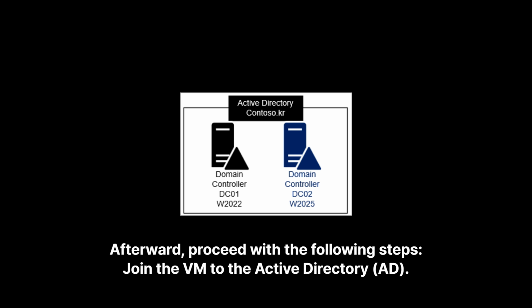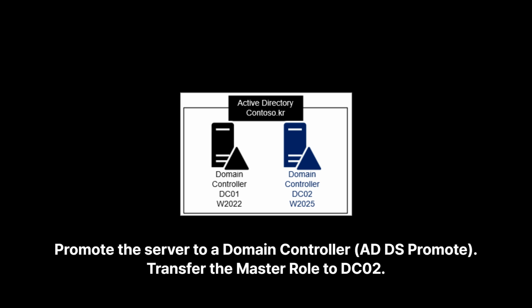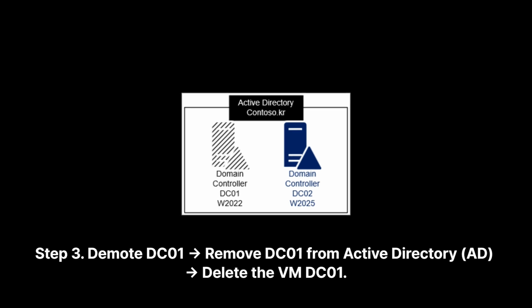Afterward, proceed with the following steps: join the VM to the Active Directory. Promote the server to a domain controller. Transfer the master role to DC2. Step 3. Demote DC1, remove DC1 from Active Directory, delete the VM DC1.